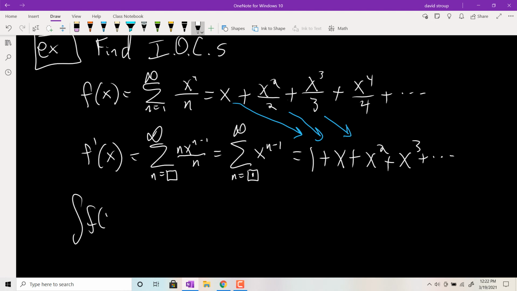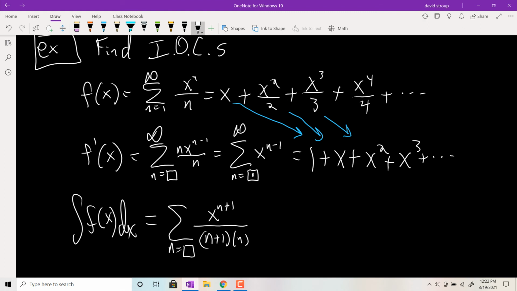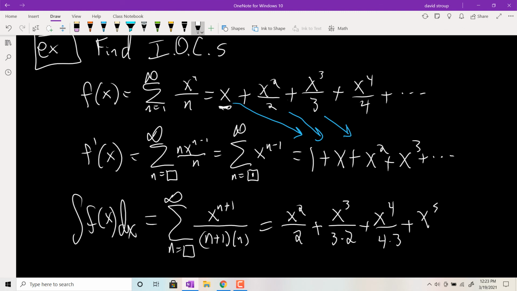Okay. Finally, we'll look at the integral of f of x. So what I'm doing is integrating the terms, basically. So the formula then will be x to the n plus 1, and then you divide by that, so it'd be n plus 1 times n. Again, I'm very worried about this lower limit. Let's just go ahead and integrate term by term. So the first term will be x squared over 2. The integral of x is x squared over 2, plus x cubed all over 3 times 2, plus x to the 4th all over 4 times 3, plus and so on. It's better not to multiply these out.